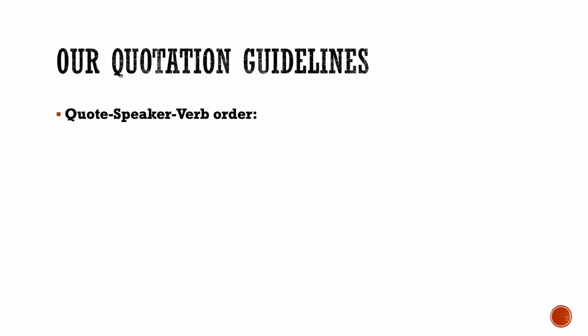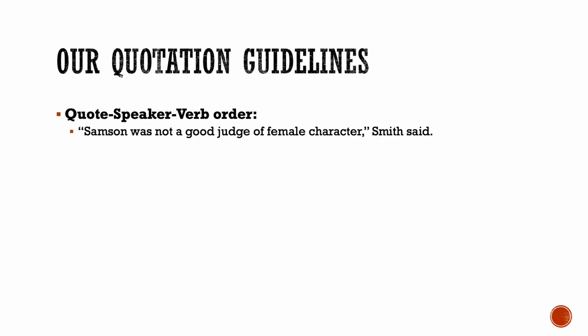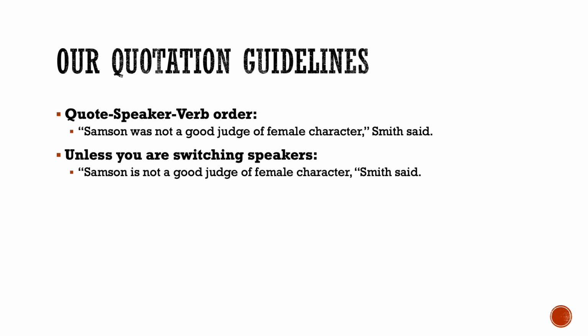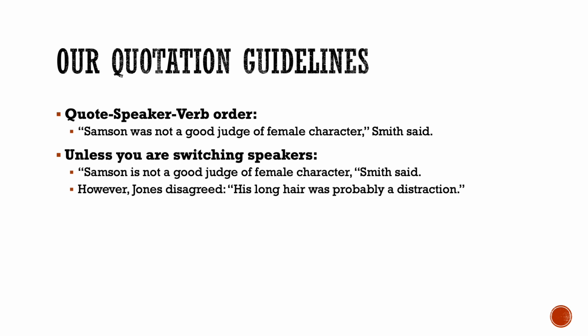Now, here are a few guidelines. Again, we're going to use the quote speaker verb order in most cases. It looks like this, right? Samson was not a good judge of female character, comma, Smith said. So we have our quote, our speaker, and our verb. If we're switching speakers the way I showed you that story earlier, then we're going to have to put our new speaker first. So here's the first statement. However, Jones disagreed. So now Jones is going to talk, right? And there are lots of ways that we can introduce our new speaker, but we're going to have to put that person's name first so that your audience knows that we're switching gears, that Smith is not continuing to talk.